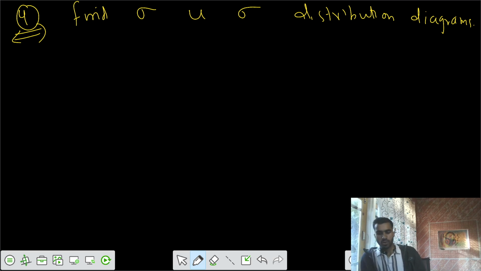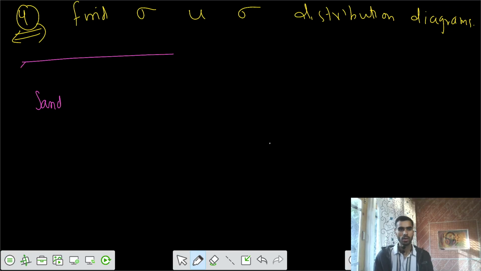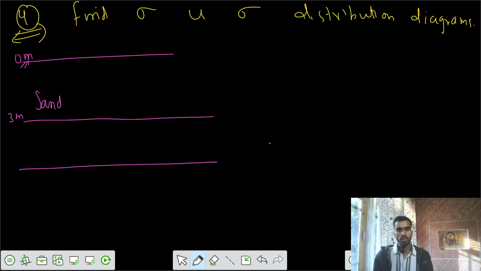Let's see, what is the soil profile? The soil profile is given. We have a sand layer. Let's say this is ground level, at 0 meter level. After that, there is the 3 meter level, after that the 5 meter level, and after that the final 8 meter level.